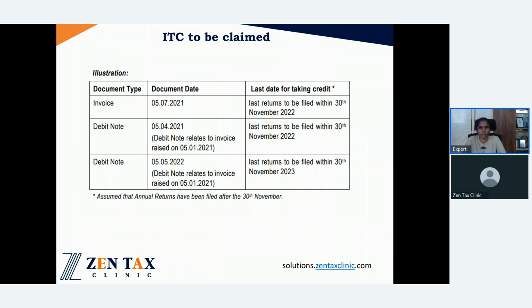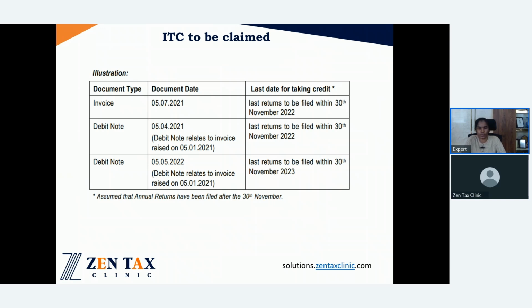So as given in these two examples, the first example, the date of the debit note is 5th April 2021. So the financial year is 21-22. And the date of the invoice is 5th Jan 2021. The financial year is 2020-21. So obviously the last date in this scenario would be 30th November 2022. That is the 30th November from the end of the financial year in which the debit note was raised. So debit note was issued in the year of 21-22. So the last date is 30th November 2022.